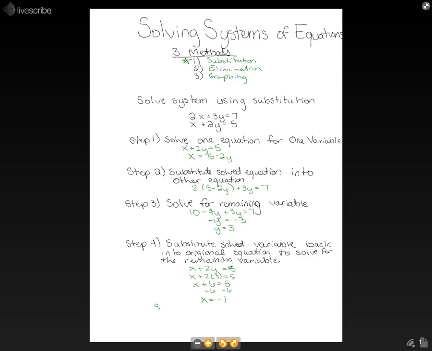So our solution is simply (negative 1, 3). So that is how you can solve systems of equations using the substitution method.